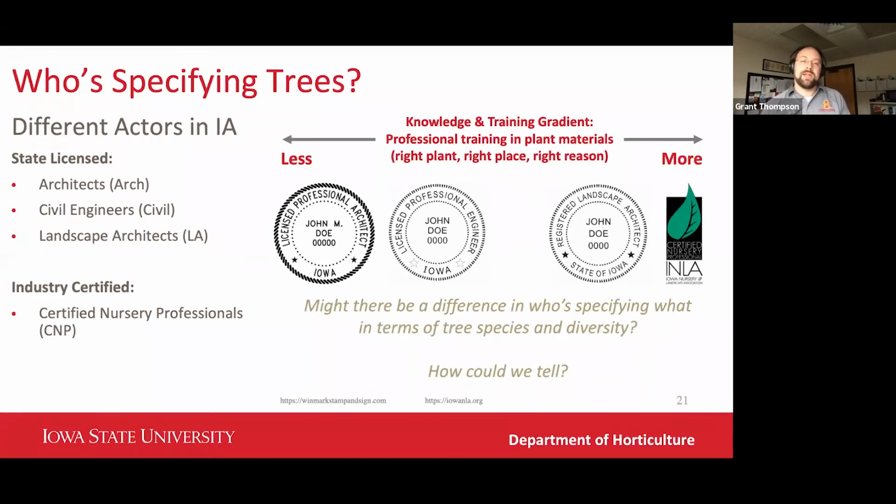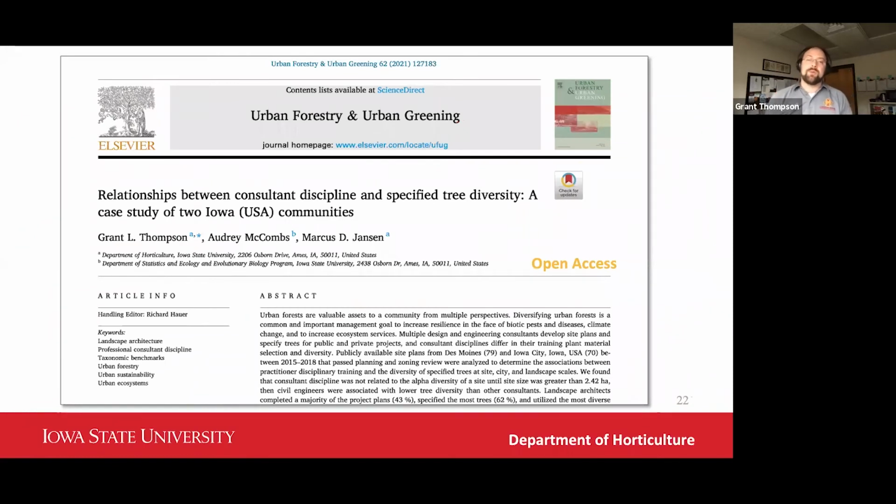Well, we can look at site plans, which is what we did. This paper came out last week in Urban Forestry and Urban Greening. This is an open access journal, which means anyone can download it and look at the whole thing. There's no paywall here. We also will soon be having the entire data set posted publicly, so folks can take a look at this if you want. There's also a pretty big supplement to this, which includes the entire plant lists of everything that we looked at. So if you want to get into the weeds about what was being specified in Iowa City and Des Moines, we can get into that.